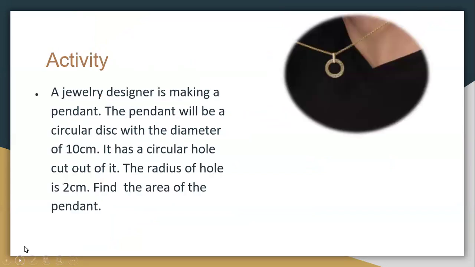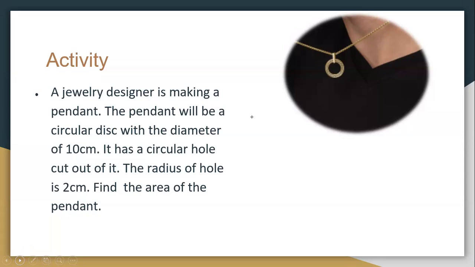But as we start, I'm going to ask you to first try out this activity. Everyone, first try out on your own. We are going to do it together, but I want each one of you to first try on your own. They're telling us we have a designer that is making a pendant, in the form of a circular disc with the diameter of 10.